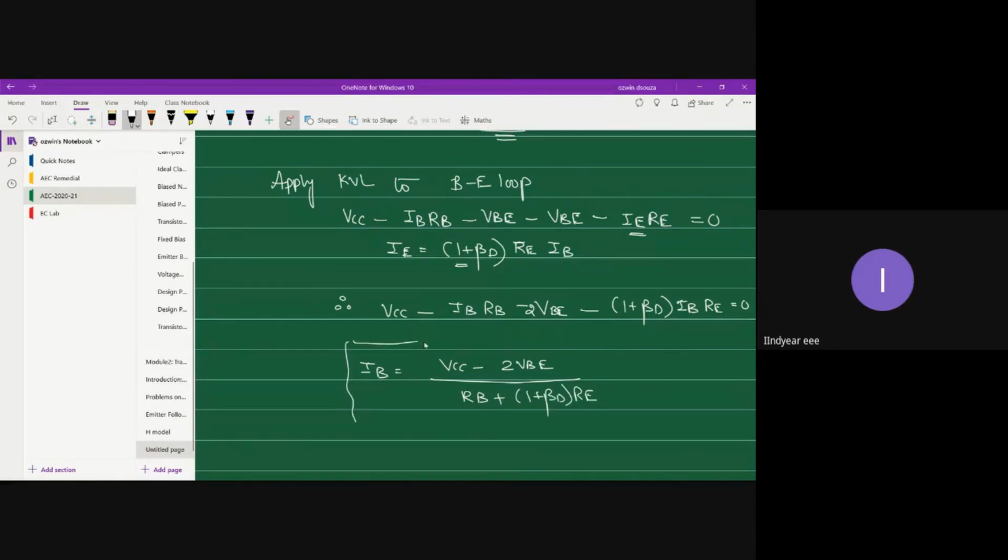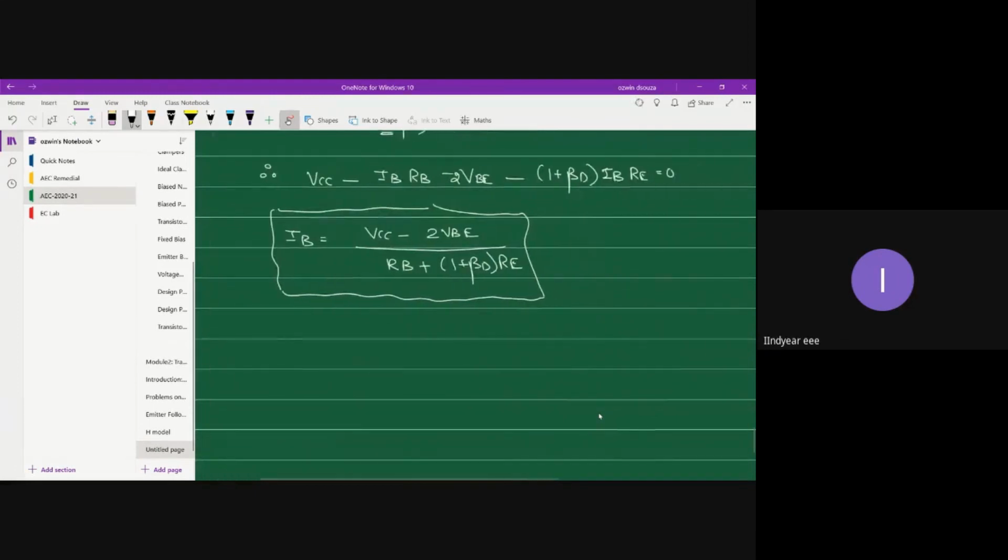It is actually similar to your conventional emitter follower expression, right? The same expression you are going to get. The only difference is that you have super beta gain beta D and you have 2 VBEs. The 2 VBEs are due to the presence of 2 transistors. Once IB is found, you can find IC as beta D times IB. So that's your Darlington emitter follower circuit.